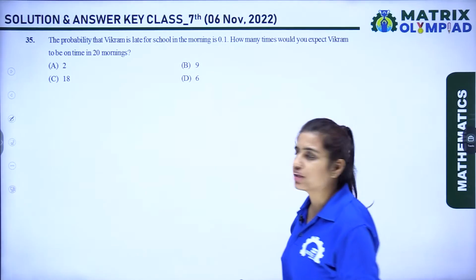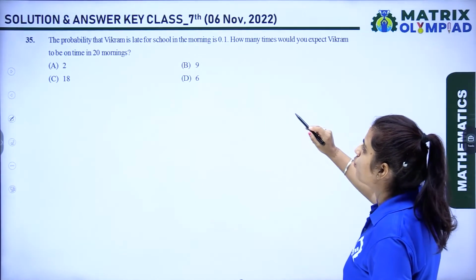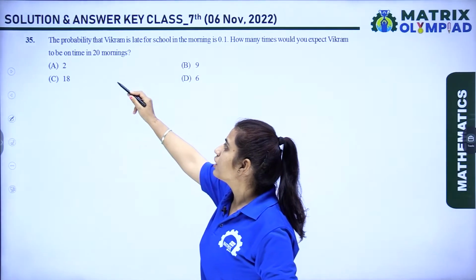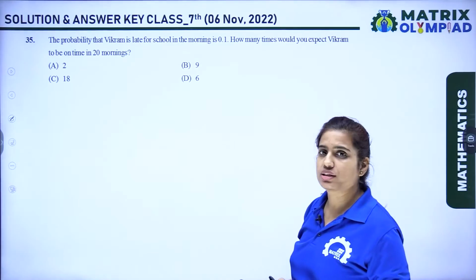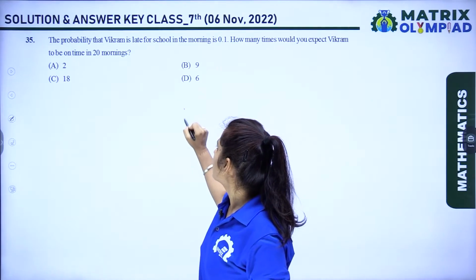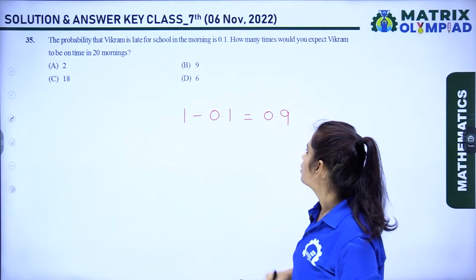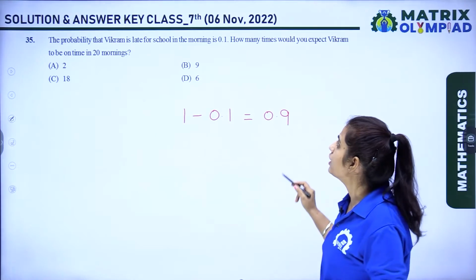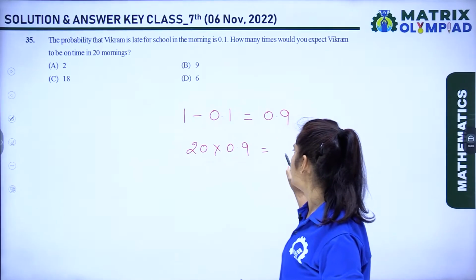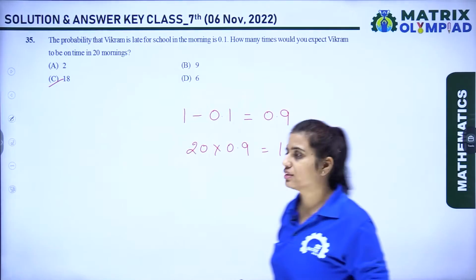Next question is 35. The probability that Vikram is late for school in the morning is 0.1. How many times would you expect Vikram to be on time in 20 mornings? So, let's calculate the probability. 1 minus 0.1, we get 0.9. So here we have 0.9 probability. For 20 mornings, we have 20 multiplied by 0.9. So here we get 18. So option C is the correct answer.